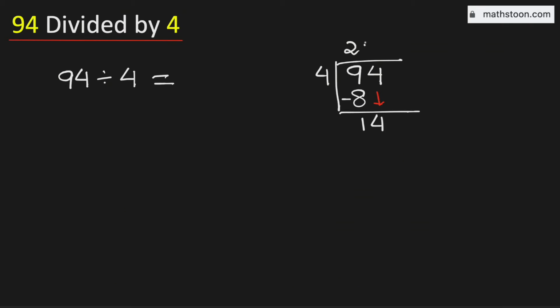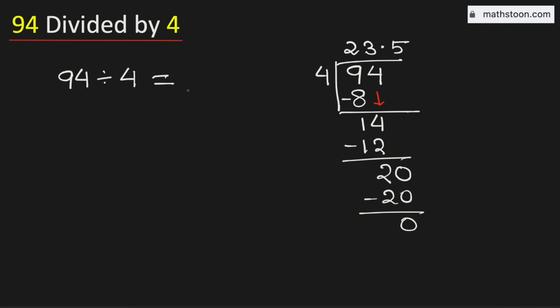Now 4 times 3 is 12. Subtract, we get 2. Now see that 2 is less than 4, but we don't have any number to bring down here. Therefore, we will put a decimal here so that we can write 10. Now 4 times 5 is 20. Subtract, we get 0. As we have obtained the number 0, so we will stop.